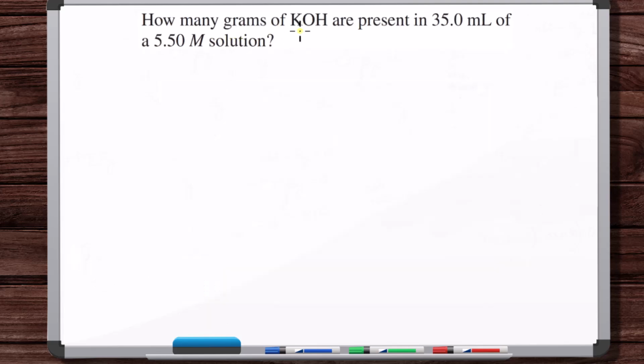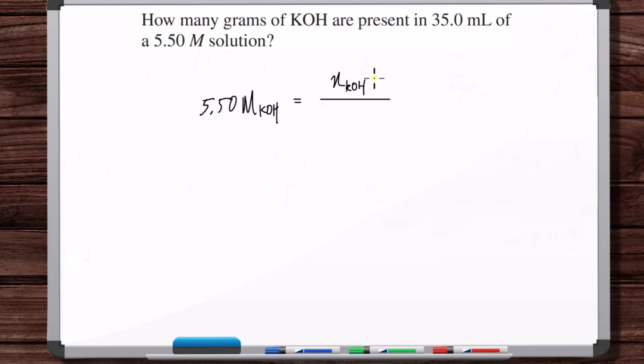How many grams of potassium hydroxide are present in 35 milliliters of a 5.5 molarity solution? Okay, so the concentration of this solution is 5.5 molarity. 5.5 molarity of what? Of potassium hydroxide. So that means that in this solution, you've got a certain number of moles of potassium hydroxide per liter of solution. So how many liters here in the equation? The total volume is 35 milliliters.